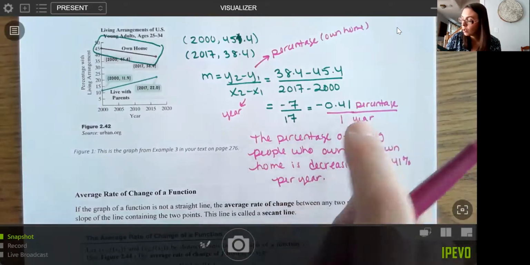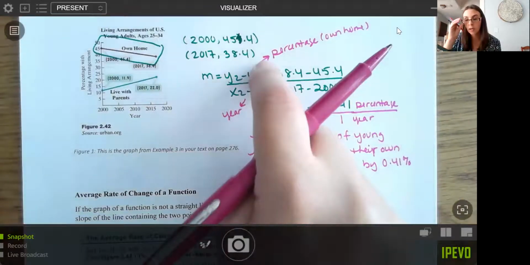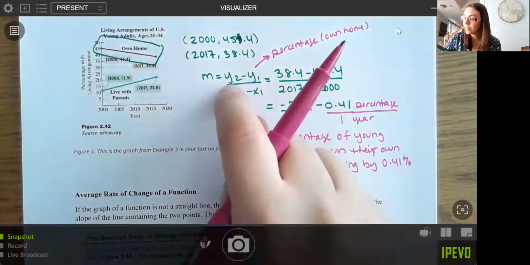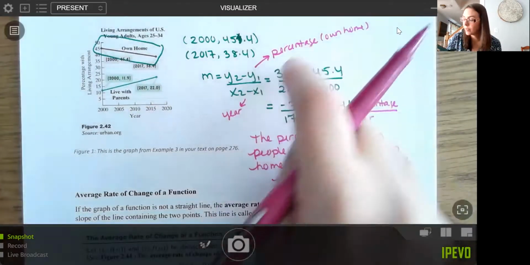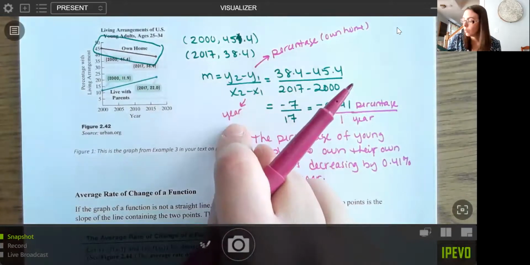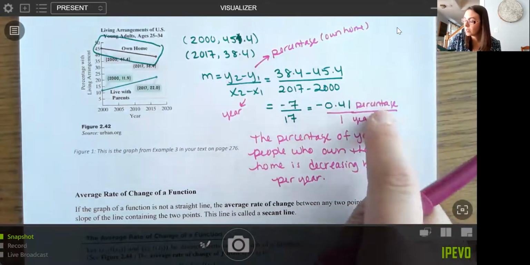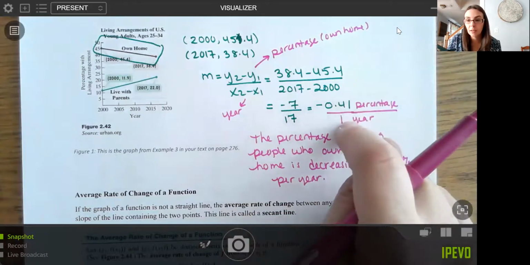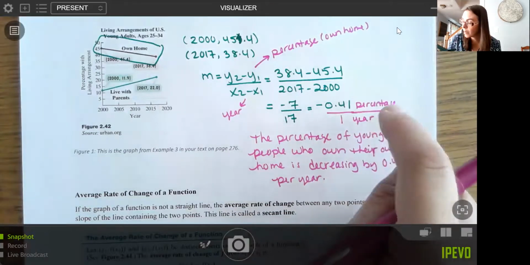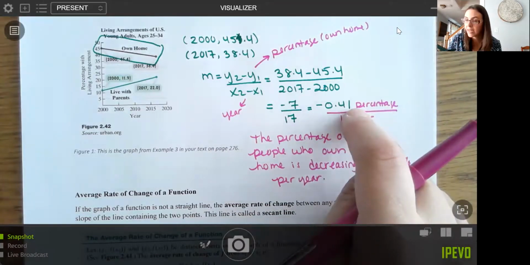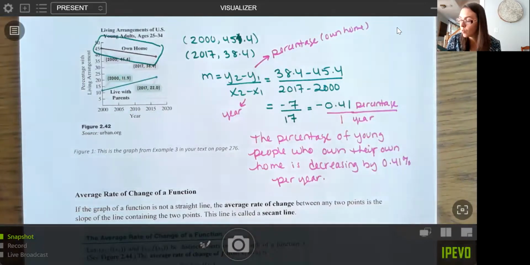So think about your units. This is where it starts to get a little bit trickier. What does Y represent? Y represents a percent. What does X represent? It represents a year. So this is the change in the percent compared to the year. So we're changing by 0.41%. Here it's negative, so we're going down for each 1 year.